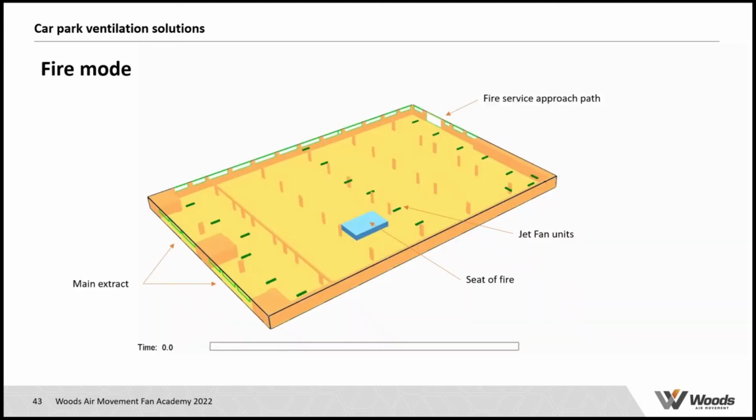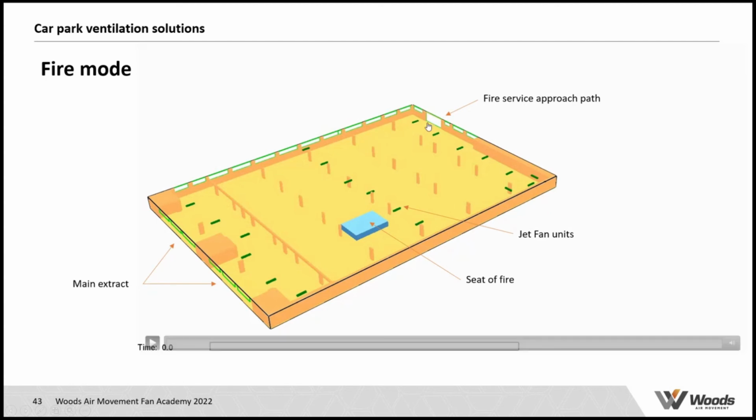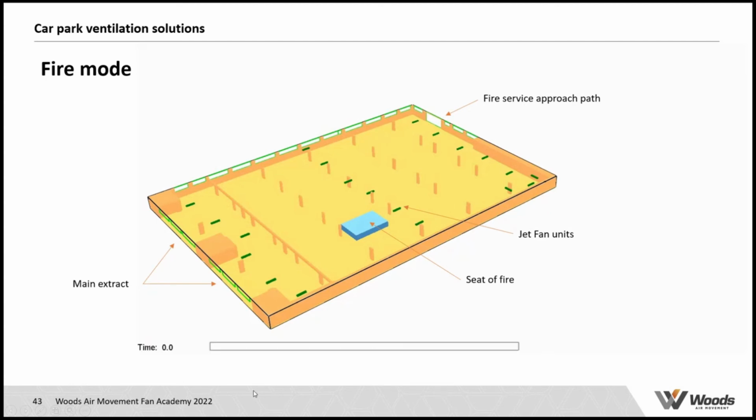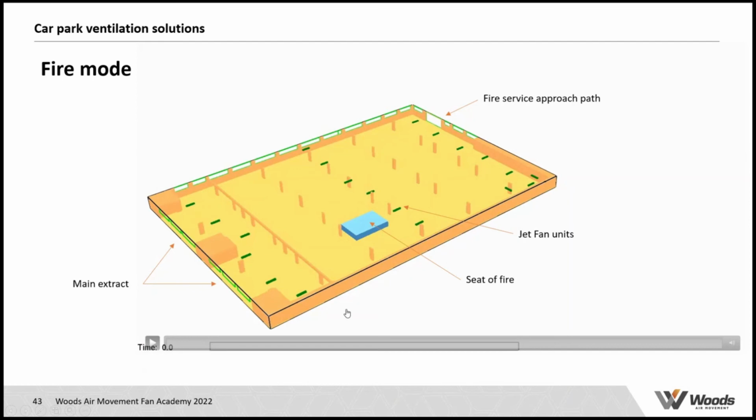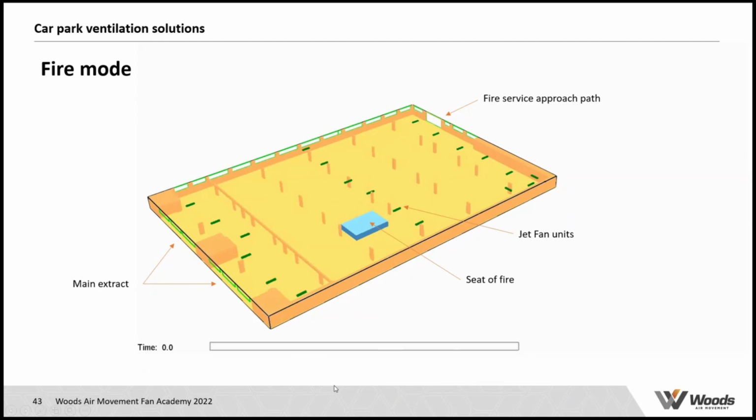Now, again, I prefer drawings and animations. So to just show you what that system should do, I've included this animation. As you can see, a larger floor area car park than the one we looked at for smoke clearance. You see an increased number of jet vents, extract points on the left-hand side, and you can see the seat of the fire, which is the blue block in the middle.